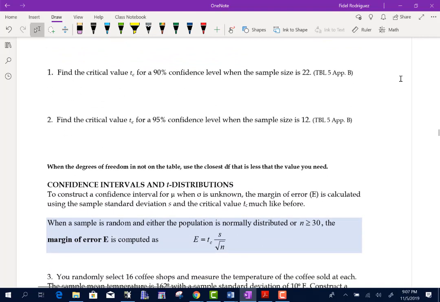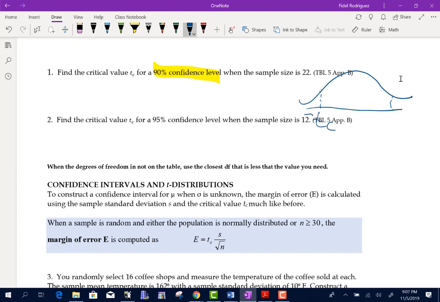The first says, find the critical value, TC, for 90% confidence level when the sample size is 22. Okay, so I want to show you, in essence, what I'm doing here. I'm going to draw the same kind of picture that we had before, right? And we want a 90% confidence level, right? So guys, just like we did earlier, go like this and like this. But instead of using Z's, now I'm going to use TC.